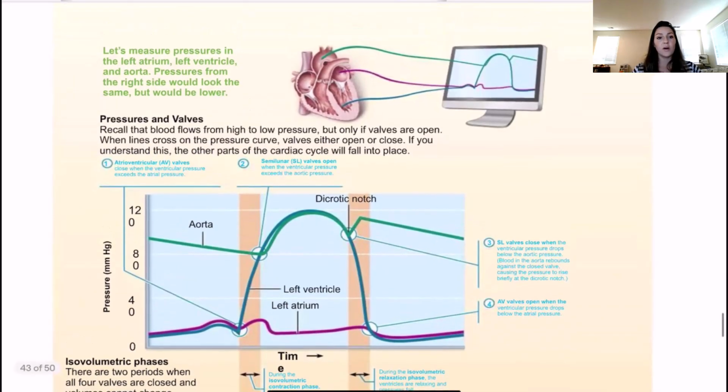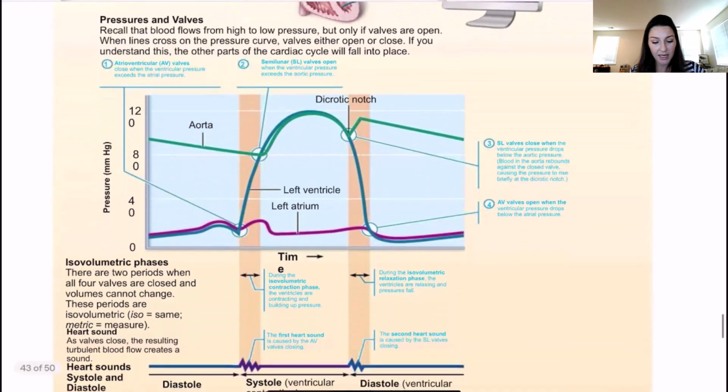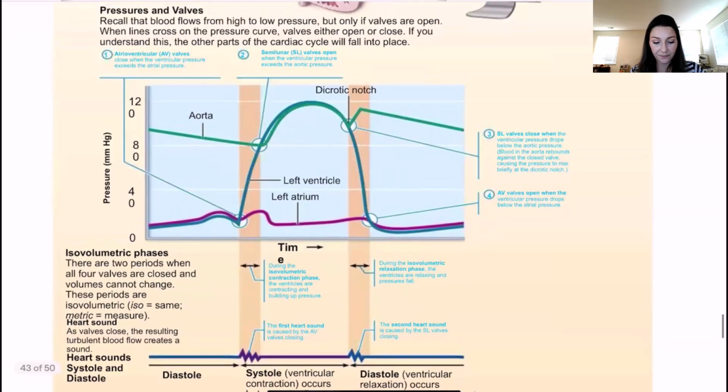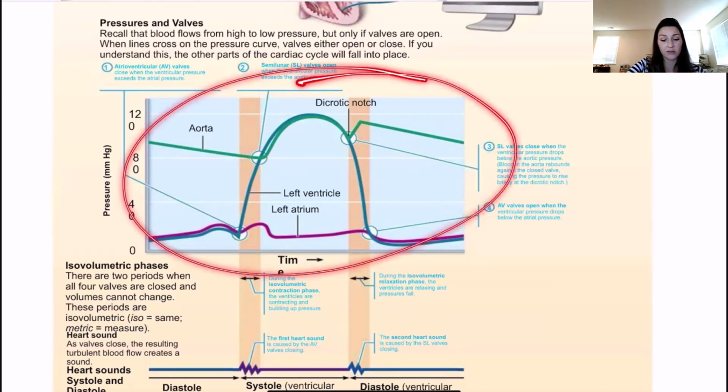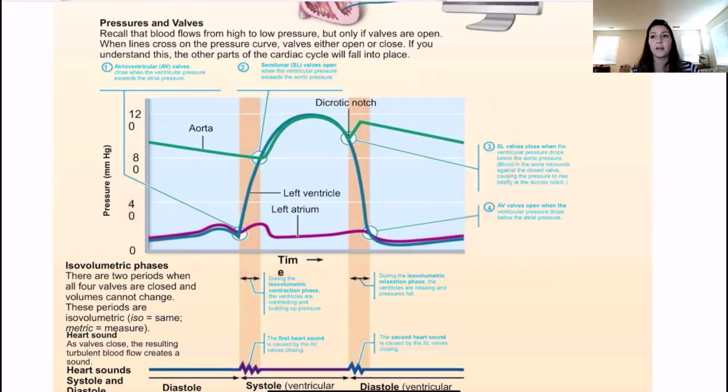All right, so what we're looking at here is each of the 4 steps in the cardiac cycle. Each of those 4 steps are depicted in this graph, instead of drawing our simplified heart model and all the things.